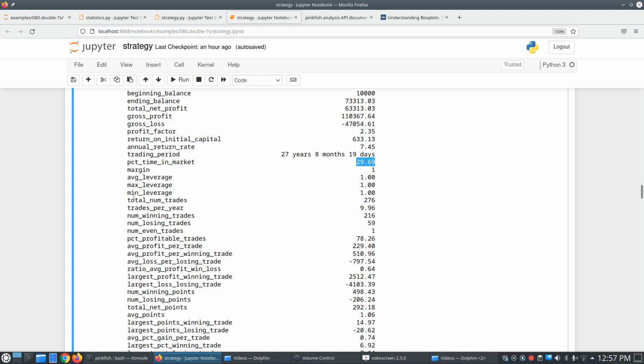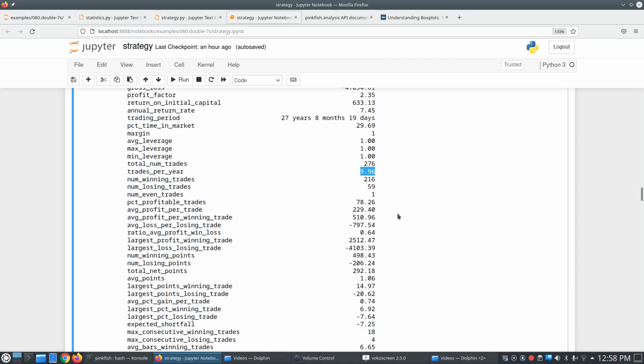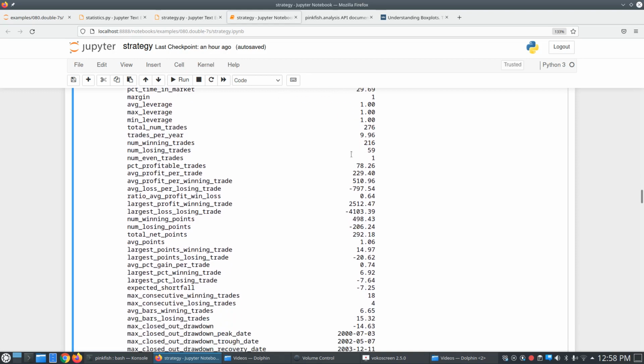And we have the total number of trades, 276. And this trades about 10 times a year, so that's a little bit less than once a month. To be profitable with this strategy, you have to make these trades because it doesn't trade that often. And I'm guilty of that as well.